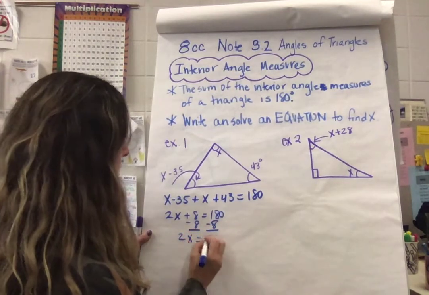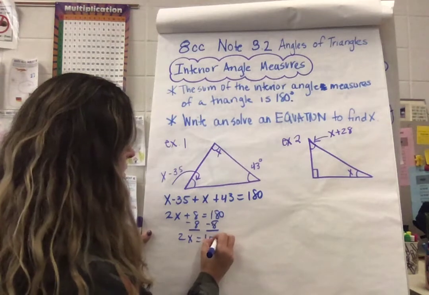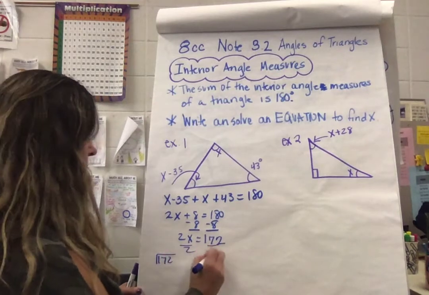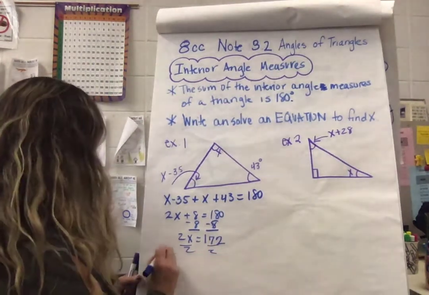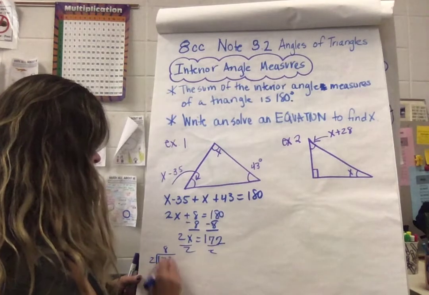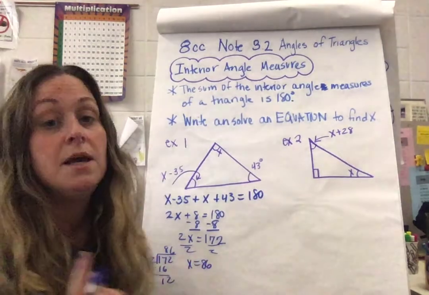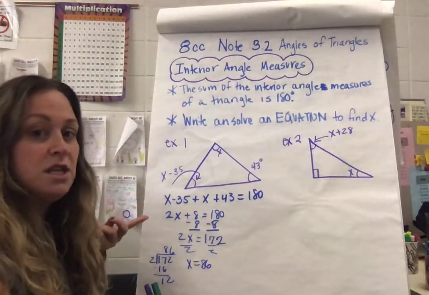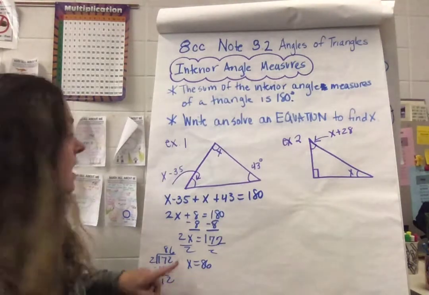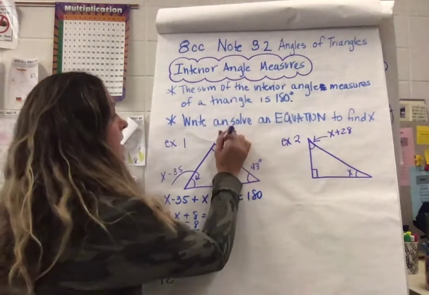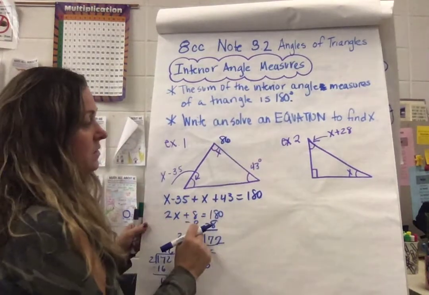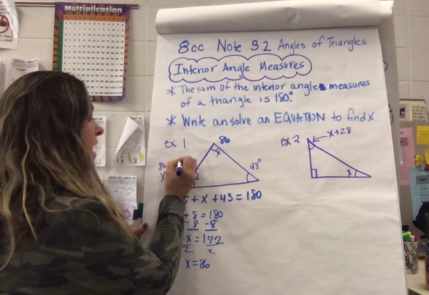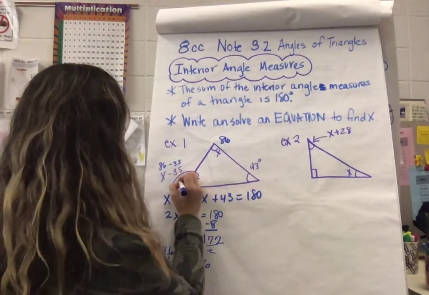I have 2x equals 172. I divide both sides by 2, 172 divided by 2. I can do long division over here if I need to. X equals 86. Be careful of the directions. Some directions may say write and solve an equation to find x, but there may be an additional part of the direction in which they're saying find what the missing angles are. So if I'm asked to find what the missing angles are, I would say that the angle measurements are 86, 43, and then I would have to do 86 minus 35, which is 51.